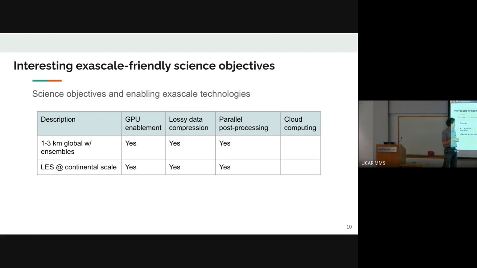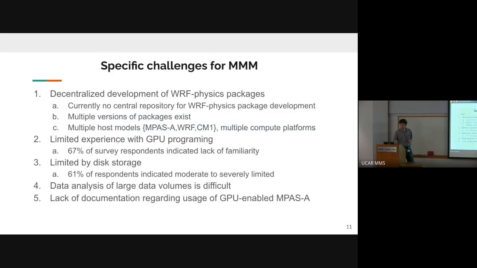So GPU enablement, lossy data compression, parallel post-processing. I don't think cloud computing actually gets you anything in this area. There was also more of a stretch, perhaps: LES at a continental scale. That would probably be on the further out time frame. So those were a couple of science objectives that could be advanced or enabled.